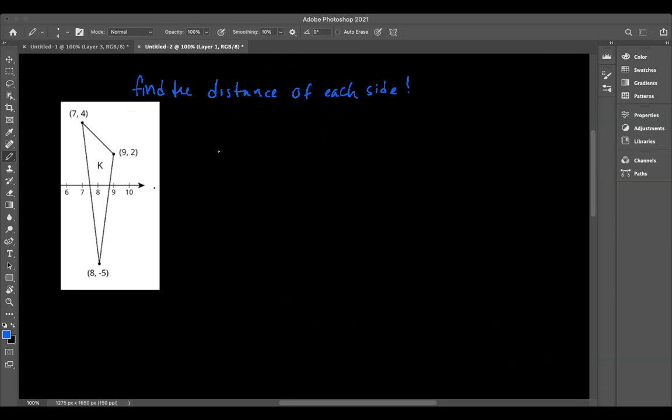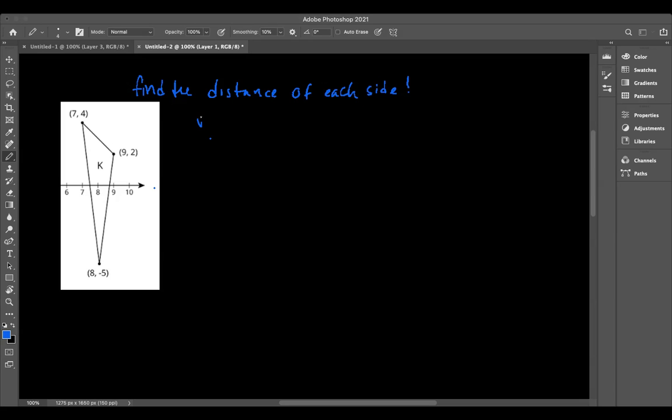All right, this one's actually kind of a doozy. Now we have three sides, but all three sides are not horizontal or vertical. They're all diagonals. So now we have to find the distance of each side. Because this is not a right triangle, this is the great thing about using the distance formula. You don't have to have a right triangle to use it.